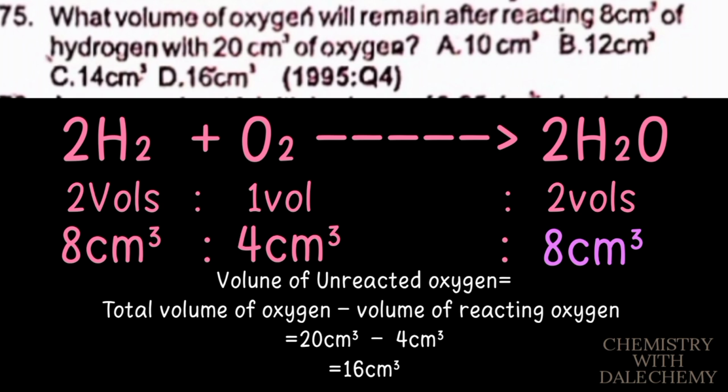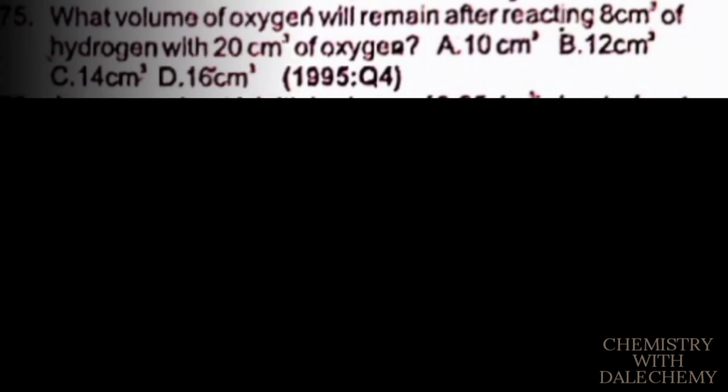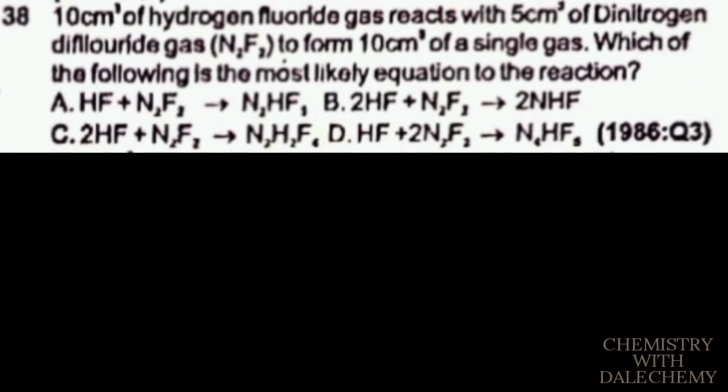So the next question is question 3 of 1986, which says 10 cm cube of hydrogen fluoride gas reacts with 5 cm cube of dinitrogen difluoride gas to form 10 cm cube of a single gas. Which of the following is the most likely equation of the reaction? So what you have to do is just to write out the total volume that reacts.